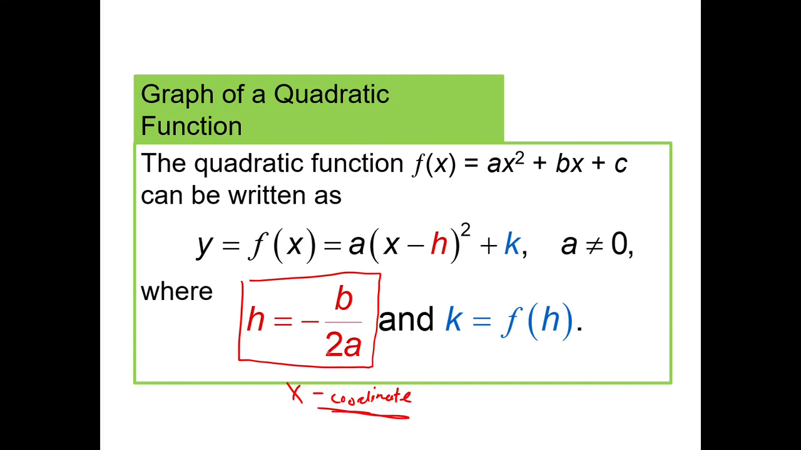So I can use negative b over 2a, figure out what this value is, and then I can plug it in to our function to find the k or the y-coordinate of the vertex. So we can use the formula negative b over 2a to find the x-coordinate, then plug that into the original function to figure out what our y-coordinate is.